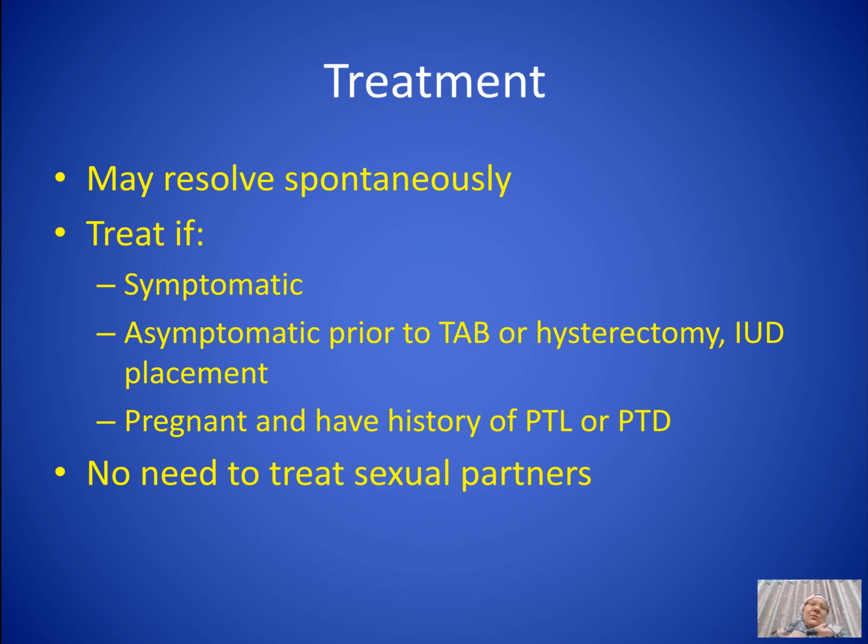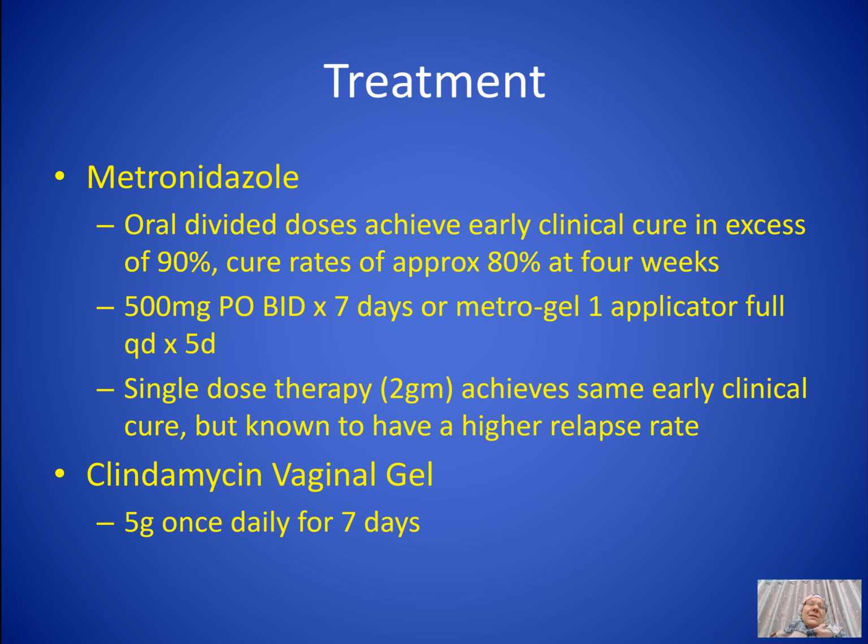There's no need to treat sexual partners of women who have bacterial vaginosis. The treatment is metronidazole, which is of course very effective for anaerobes. This can be done in divided doses, but it is usually much more effective if you give the treatment in one single dose, which is 2 grams of metronidazole. This is more effective because the woman will be compliant. If she takes one dose, this is taken. It's not that she has to remember taking it every day.